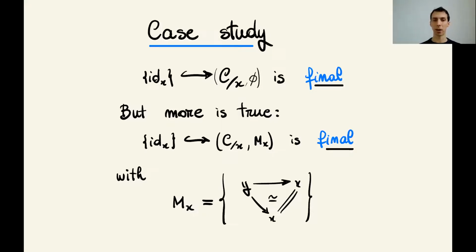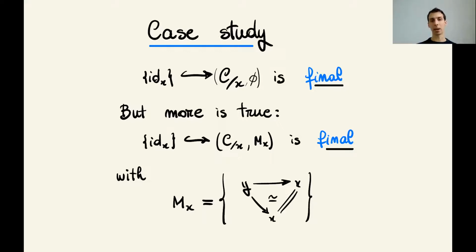What is this marking? It's a very simple canonical marking. It's simply the marking consisting of the one arrows of the slice, so some triangles having as a bottom tip X, and such that they are filled with an invertible two-cell, and one diagonal edge is the identity of X. All right, so this is stronger than the first finality because it's final with a bigger marking. And what does it mean?